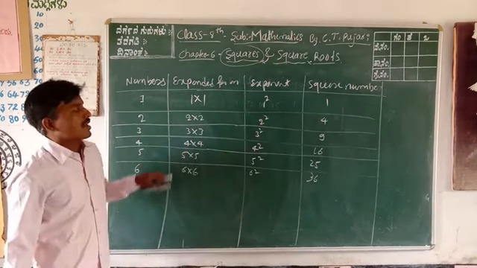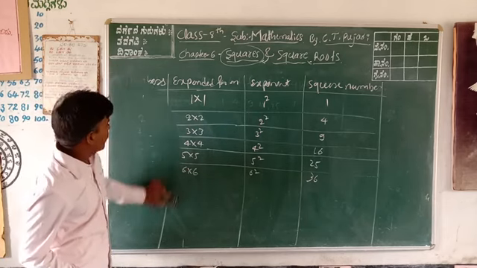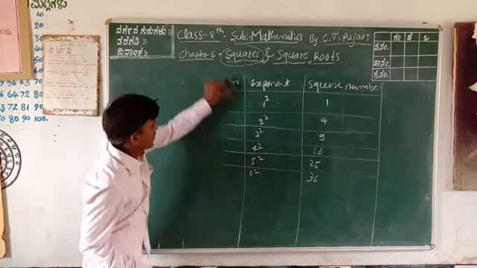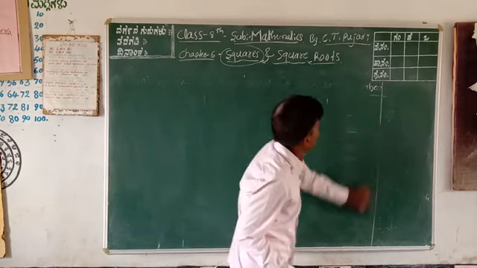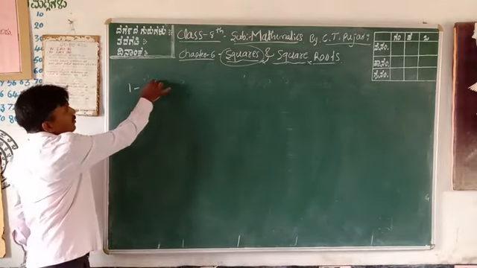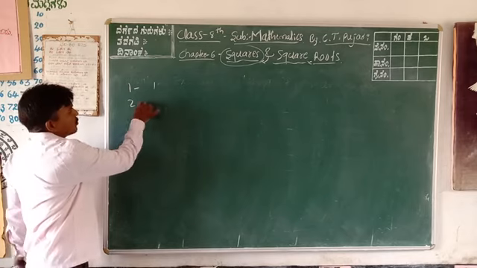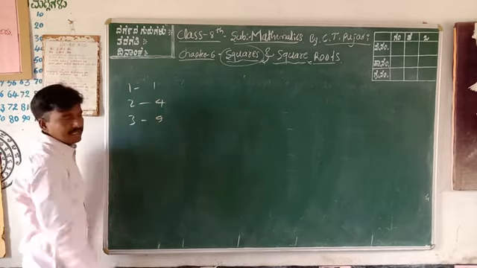These are square numbers. You can practice all types of numbers. Therefore, once again, you can write square numbers directly. 1 squared is 1. 2 squared is 4. 3 squared is 9.